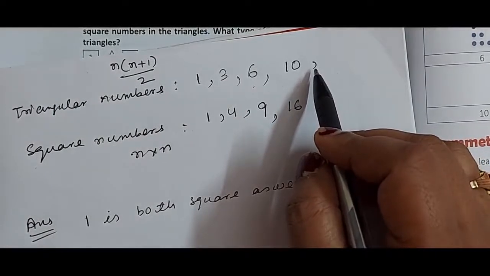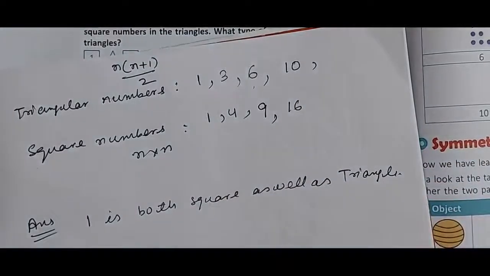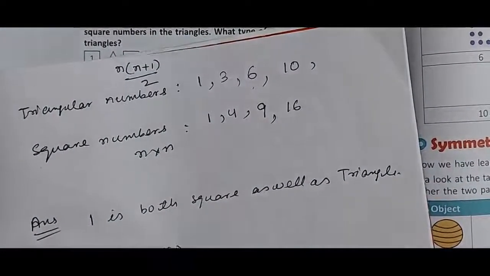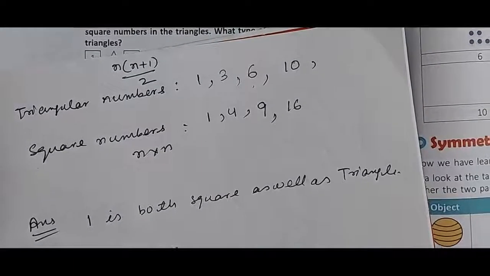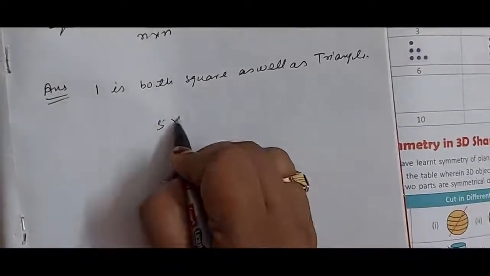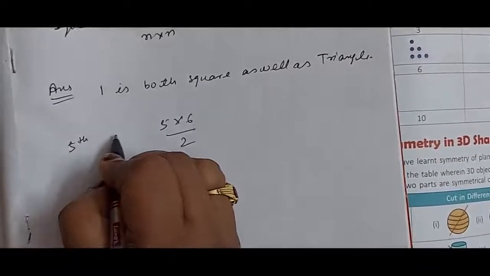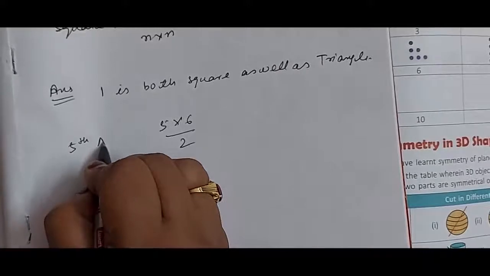Fifth triangular number, that is 5 into 6 by 2. How to take out the fifth triangular number? 5 into 5 plus 1 by 2, that is 5 into 6 by 2. It is the fifth triangular number.